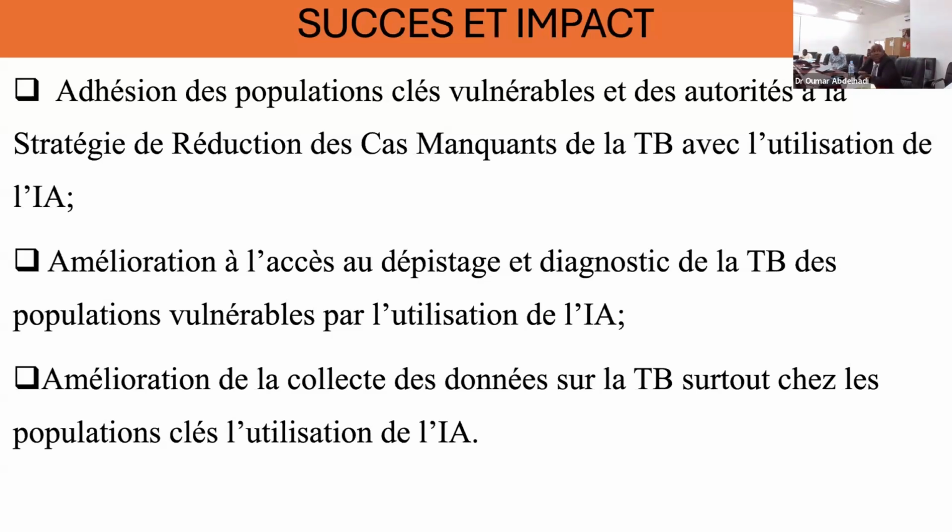The second important success was a real improved access to TB screening and diagnosis for vulnerable populations through the use of AI. Therefore, we quickly notified cases that we put under treatment to stop transmission of TB in those key populations. The third success is that we were able to improve TB data collection, especially among key populations, because in the past, we did not have enough information on those populations. And through that strategy, we can therefore have a better organization of those specific populations. Next.